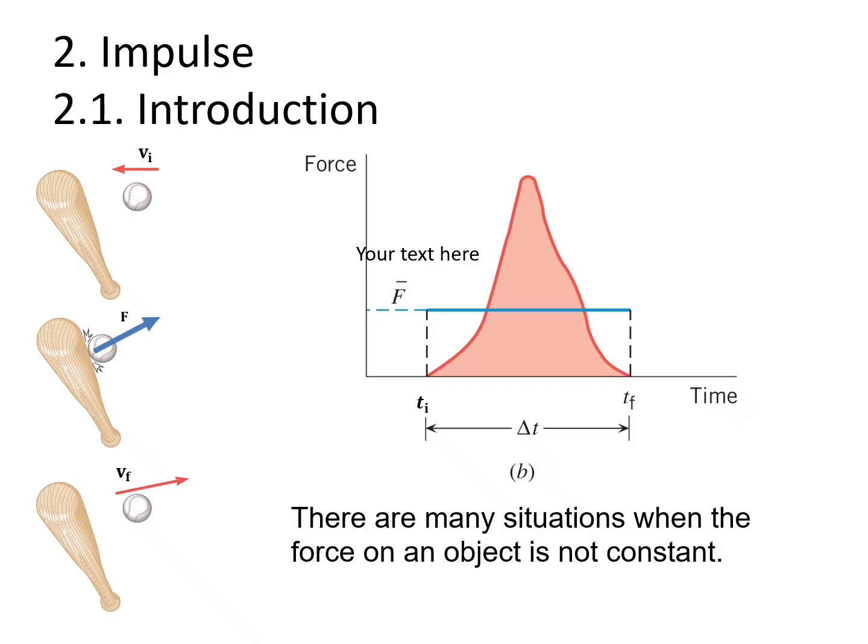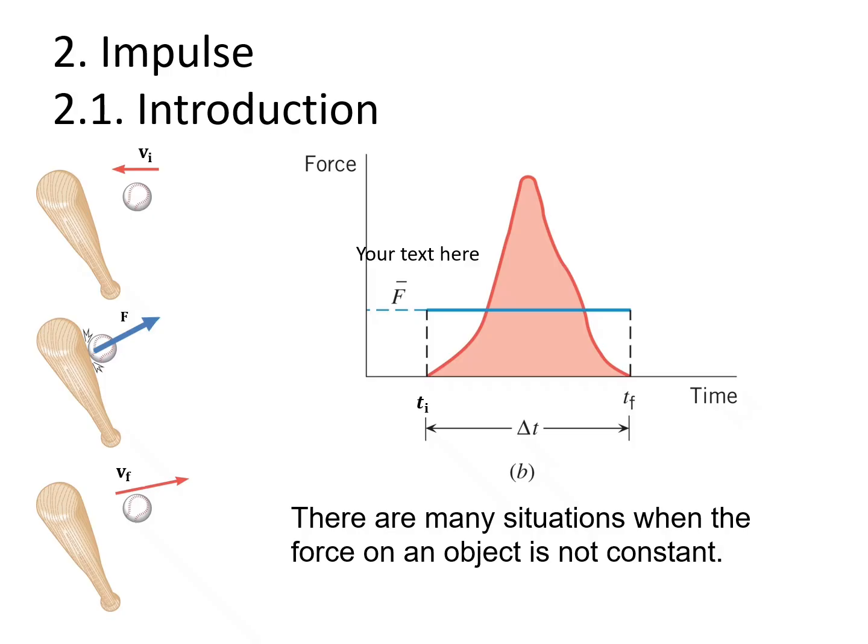The area under the force versus time graph represents impulse. A large force, a longer contact time, or both can produce a larger impulse. That larger impulse means a larger change in momentum.